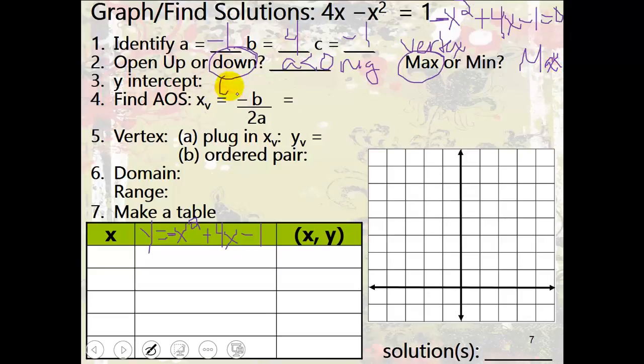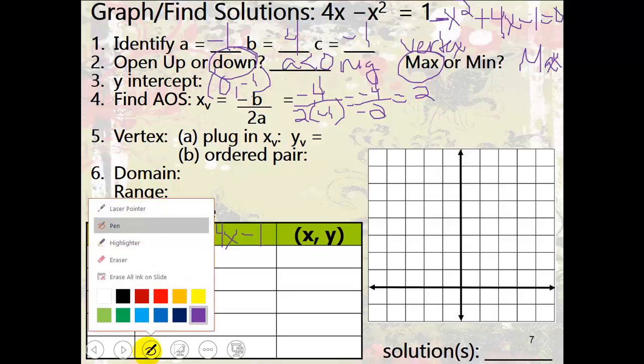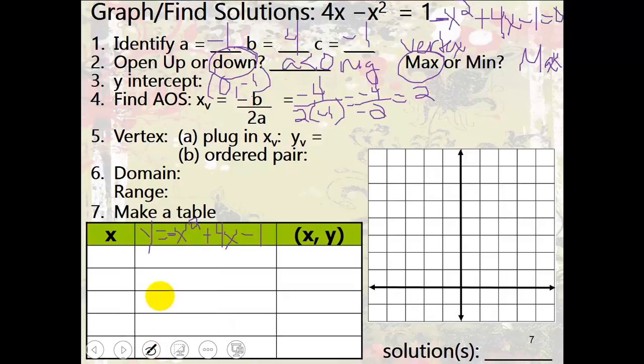My y-intercept is (0, negative 1). My axis of symmetry I find by using the formula negative b over 2a, and I get the opposite of 4, negative 4 over 2 times negative 1, negative 4 over negative 2. So then I get positive 2. So my axis of symmetry is at positive 2.